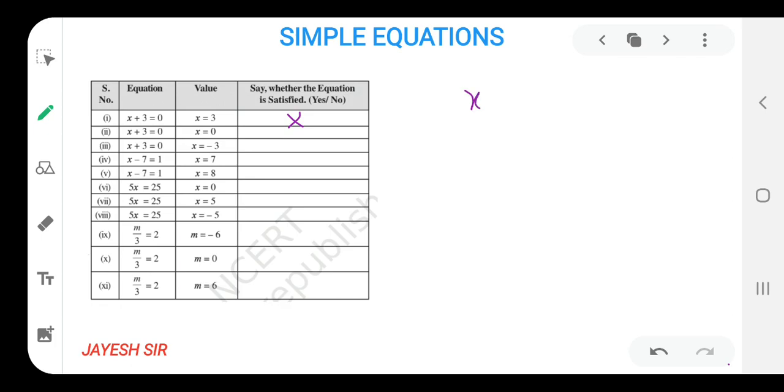Similarly for the second one, x plus 3 equals to 0, we need to put the value of x as 0. 0 plus 3 is equal to 0, that means 3 is not equal to 0, that means this also does not satisfy. Yes, friends, so we can say that this also does not satisfy.